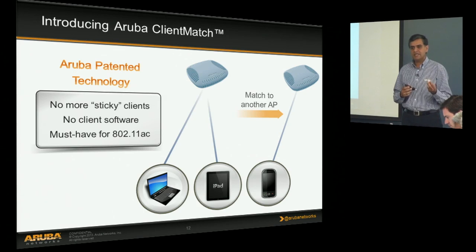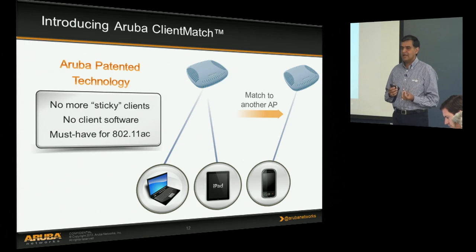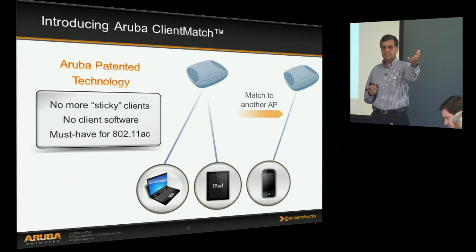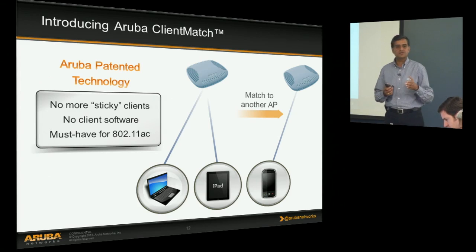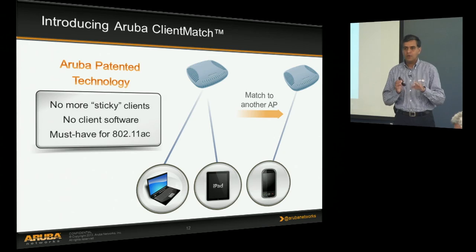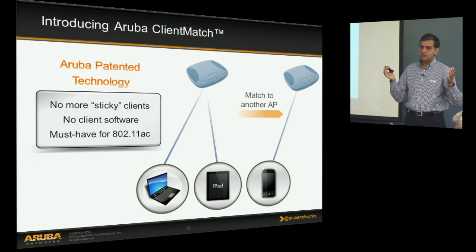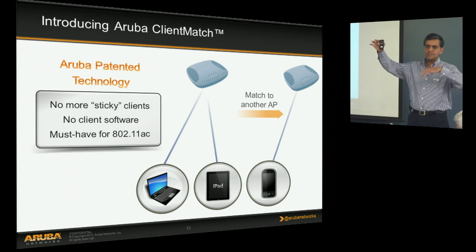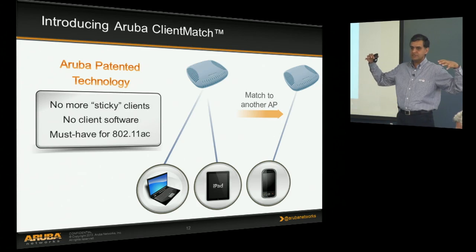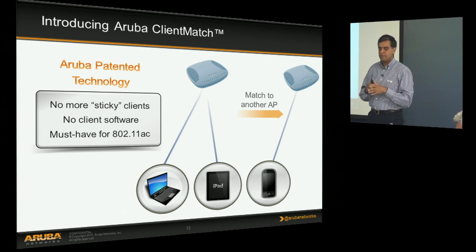The most important piece is actually the measurement and collecting the client's perspective. What is the client seeing when it is far away from the access point? Which other access points is it seeing? At what signal strength is it seeing those access points? And once you have that composite view throughout your network of various clients seeing various access points at different signal strengths, you make a decision on the best way to balance load throughout your network. And that's really what client match is.